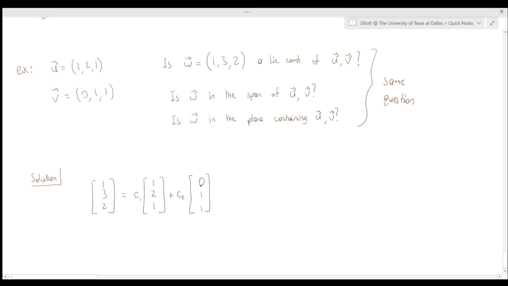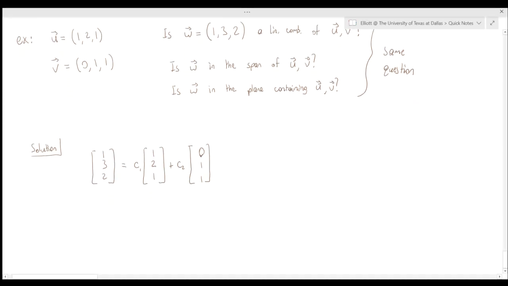And we just want to see, can we solve for C1 and C2 that will satisfy this equation? And so if we wanted to try and solve for C1 and C2, by reading off the components, you get a system of equations. Looking at the x components, you get 1 equals 1 C1 plus 0 C2. Looking at the y components, you would get 3 equals 2 C1 plus 1 C2.